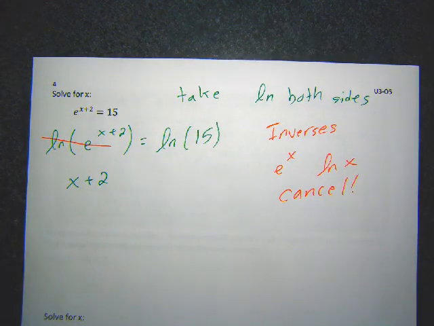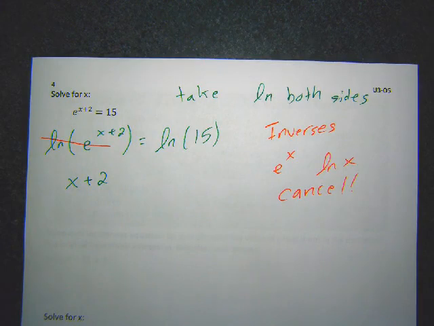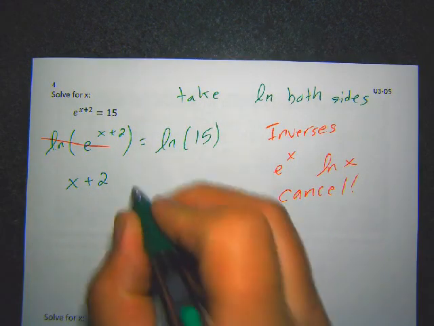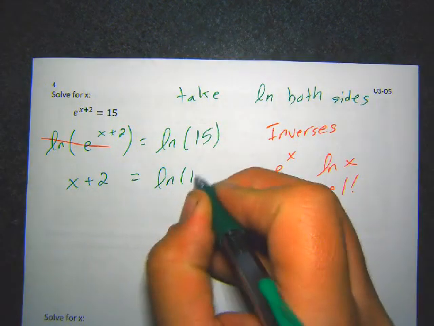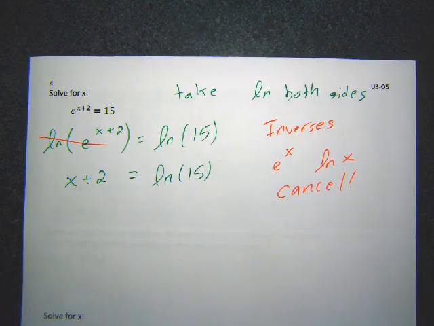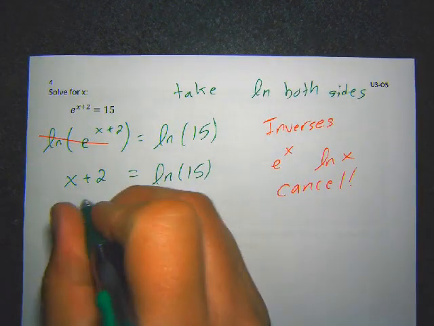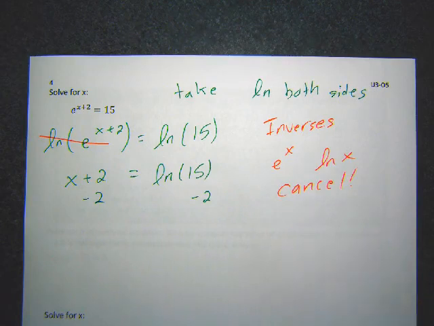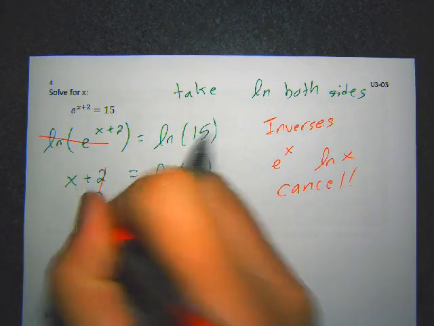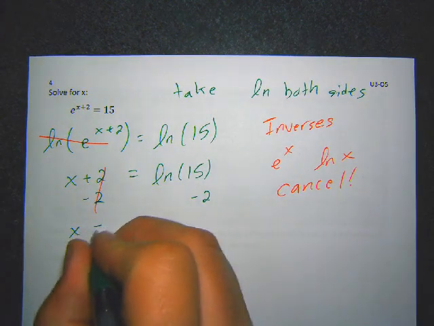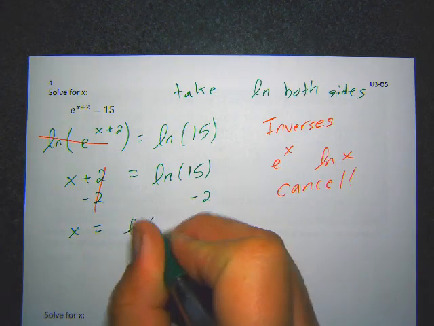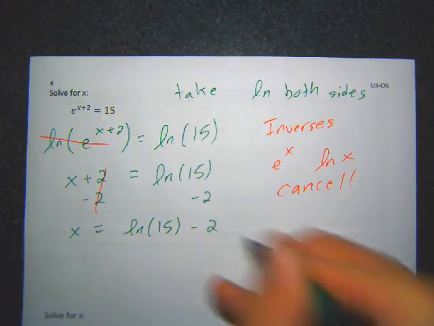So that's the reason. If you ever have an e base, you always want to take natural log of both sides, because then you can cancel that e base. The natural log cancels with e. So here we get x plus 2 equals natural log of 15. Now I just got to solve for x. I'm going to subtract 2 across and get rid of this plus 2 here, and get x equals natural log of 15 minus 2.